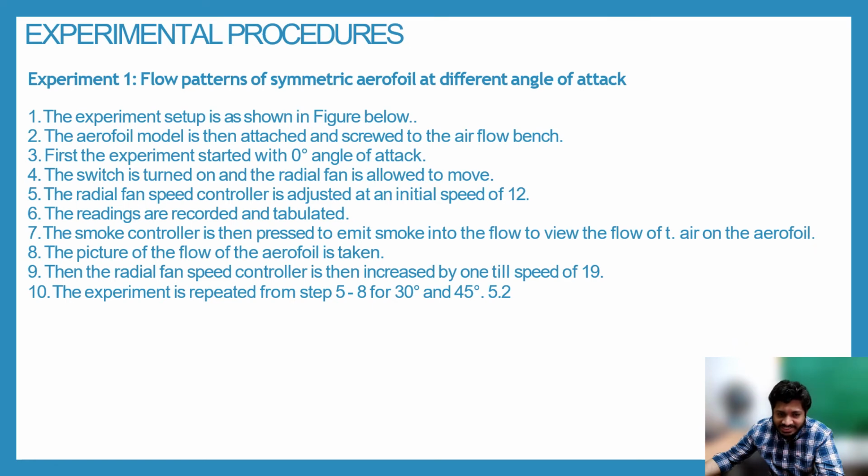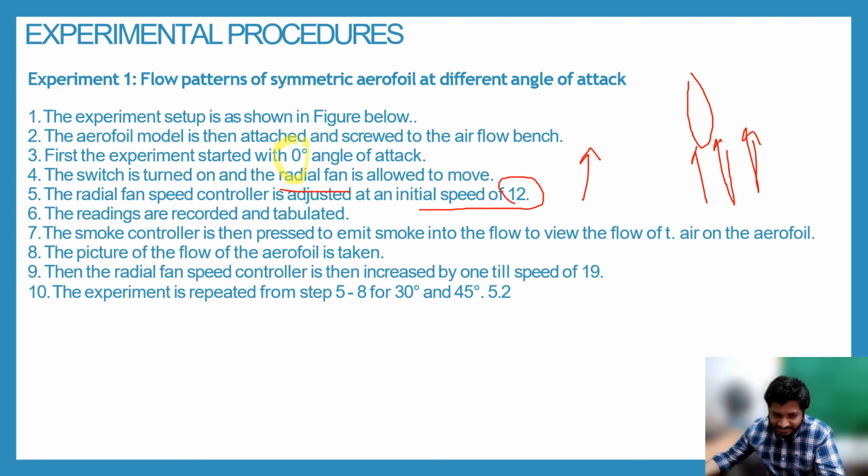First, we attach the airfoil model, then we screw it to the airflow according to the angle of attack. So first we are going to use 0 degrees, and later on we can move on to 30 and 45 respectively. Then we are going to switch on the radial fan so that the air flows through our aerofoil. So we have got an upstream velocity. Then the radial fan speed is controlled at an initial speed of 12, and then it increases as given in the experimental data. The readings are then recorded and tabulated.